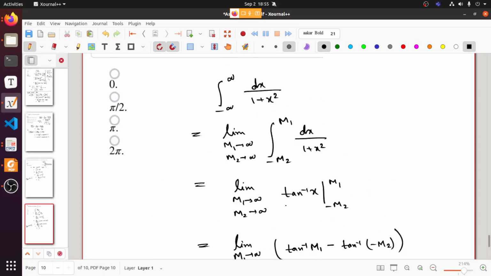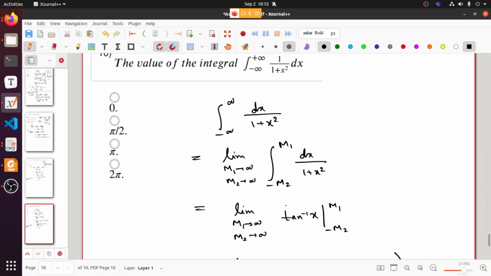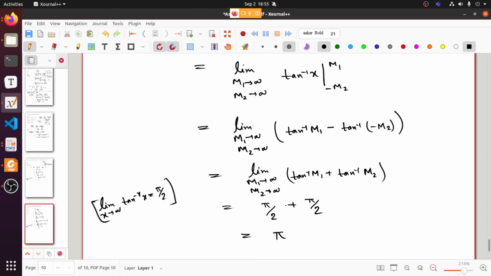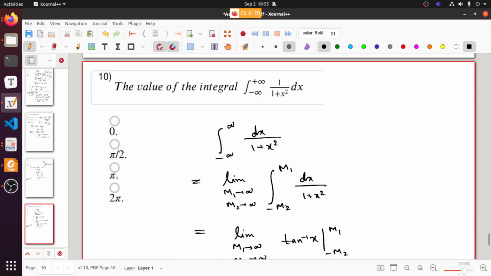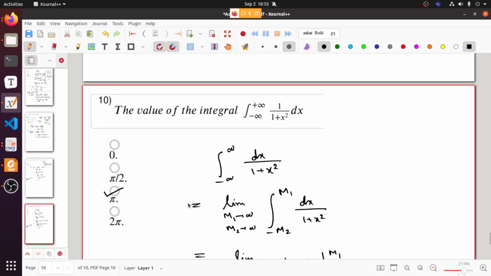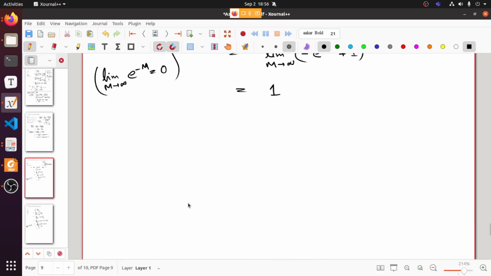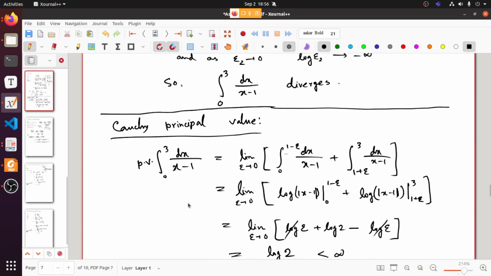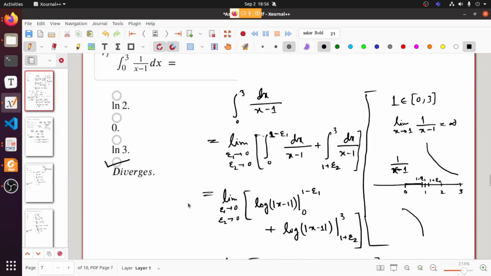If the integral exists, then the principal value will also give the same value. So for the principal value we also get pi. So the value of the integral is pi. Option 3 is correct. So for this integral the integral exists, and if you check the principal value, it will give the same value. But in general, the integral may not exist while the Cauchy principal value might exist, as we have seen in the previous example. Here the integral does not exist, but the Cauchy principal value exists.